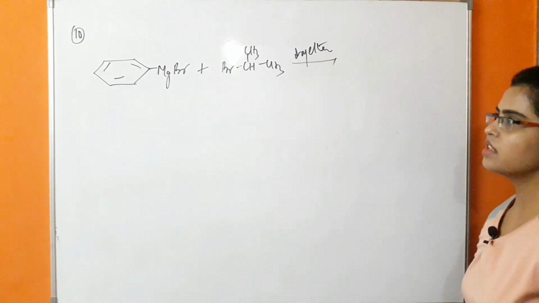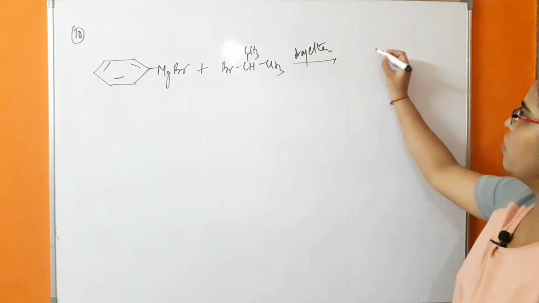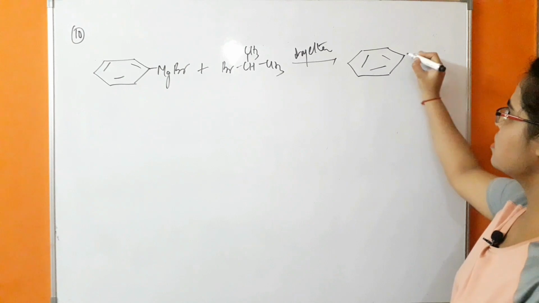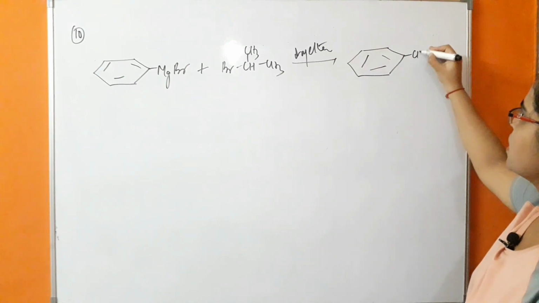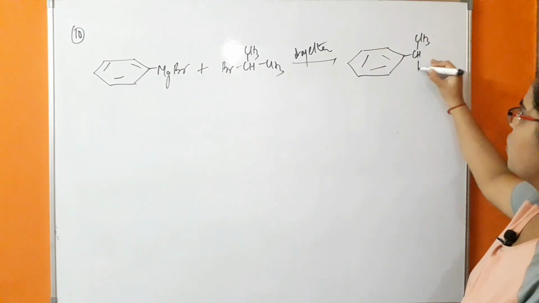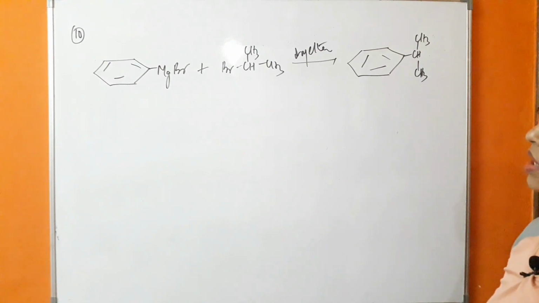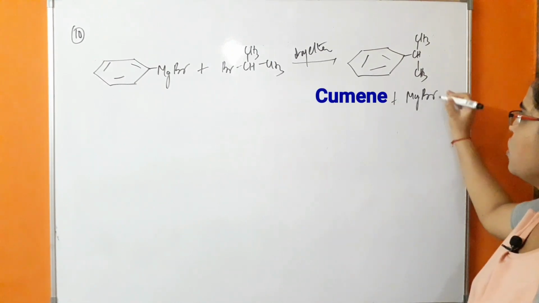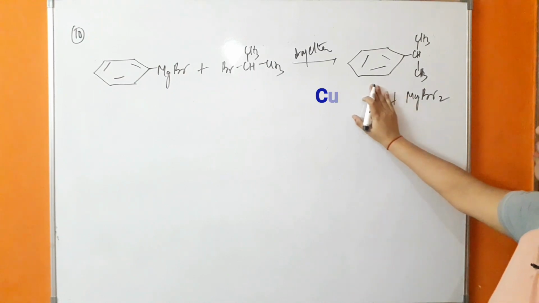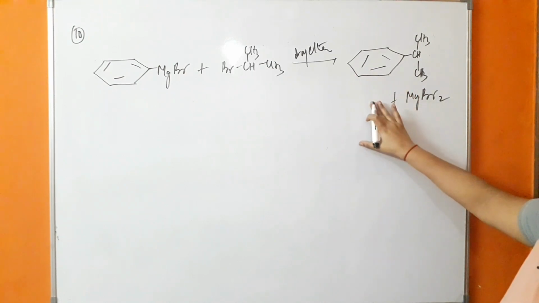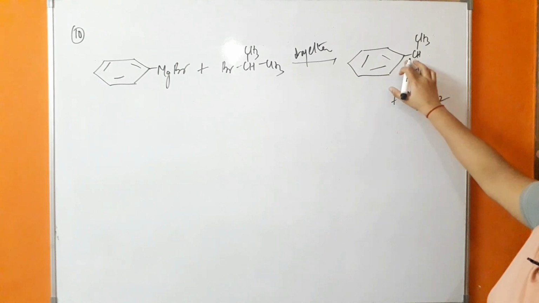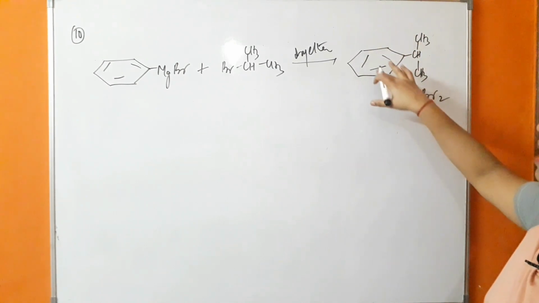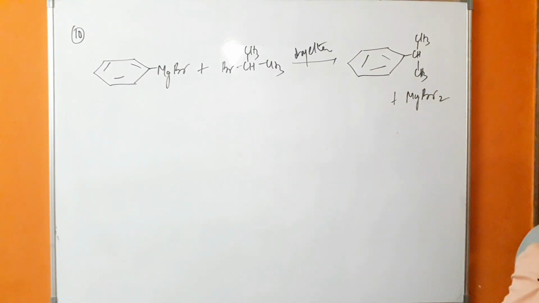So what is happening in this case? There is formation of cumene. The common name of this compound is cumene, and there will be removal of MgBr2. So this is cumene. What will be the IUPAC name of this compound? This is 2-phenyl propane, which is also known as cumene.